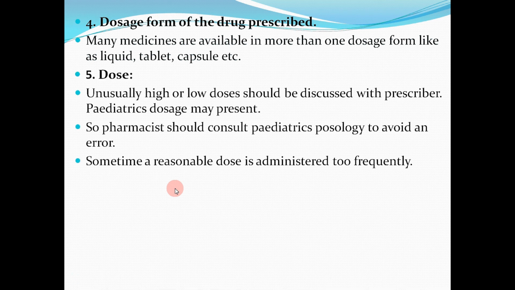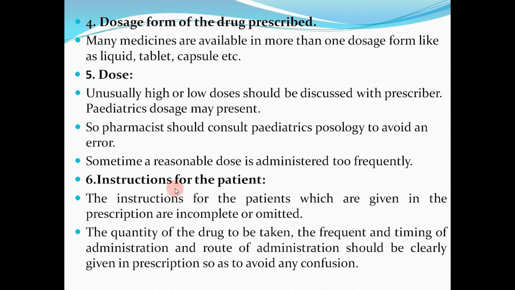Next is the dose. Unusually high or low doses should be discussed with the prescriber, because the dose may be pediatric. So pharmacists should consult pediatric posology to avoid any error. Sometimes a reasonable dose is administered too frequently. Pediatric dose is different, adult dose is different. So the pharmacist should have knowledge about pediatric posology, meaning dose calculation according to age, sex and weight. Therefore the dose may be a chance of arising error in a prescription.